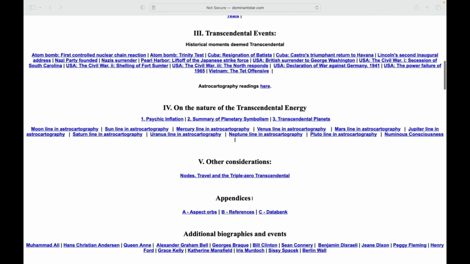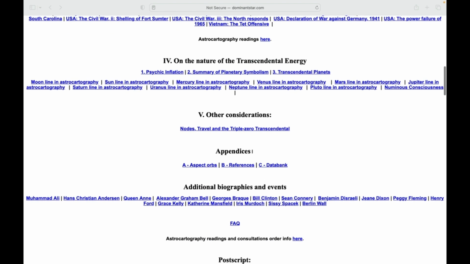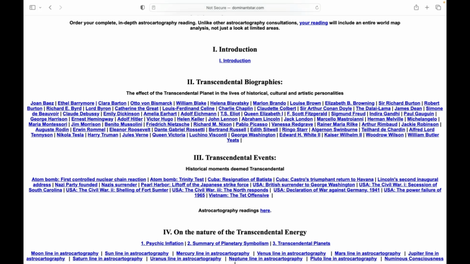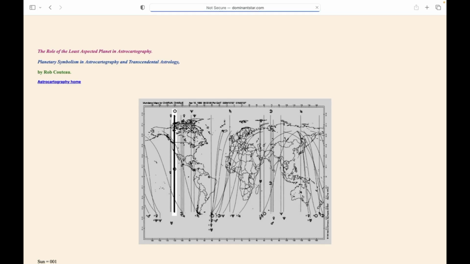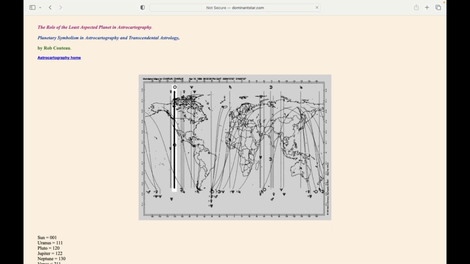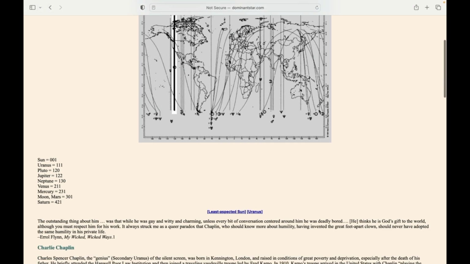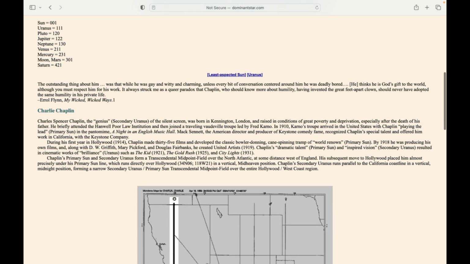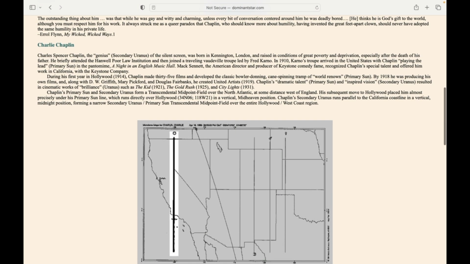The main of Rob's ideas is a little bit controversial. It's about the least aspected planet in the natal chart being a source of some very important ability and achievement. And the lines of that planet on the astrocartography map can show where some transcendental experience is waiting for us in the world.